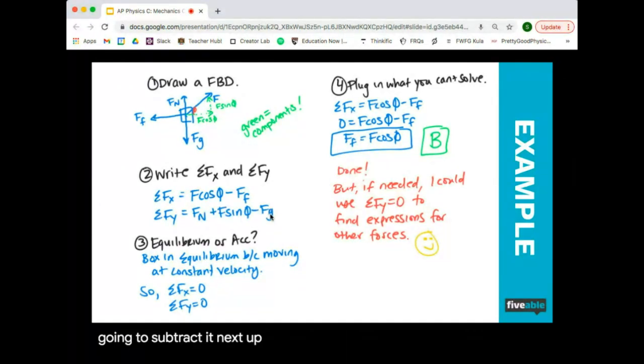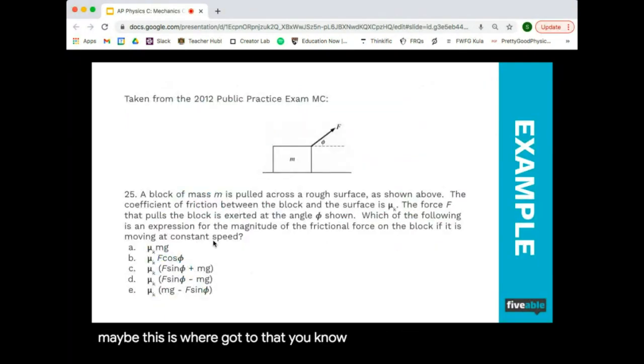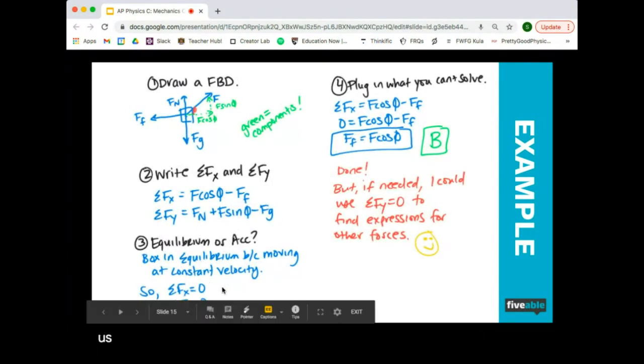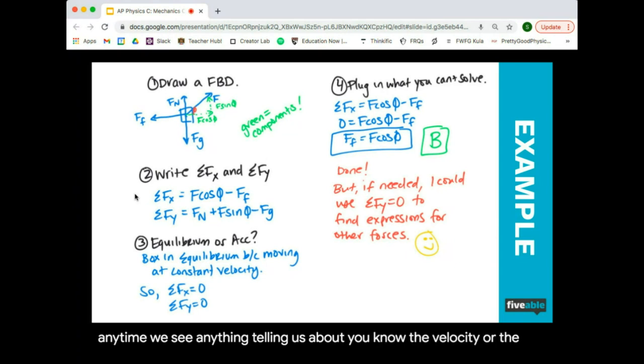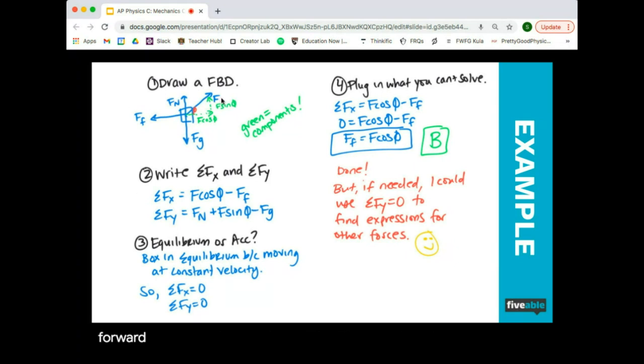Next step, equilibrium, or is it accelerating? So the problem tells us that the block is moving at a constant velocity. So if we got stuck, maybe this is where. This constant speed cues us that we are in equilibrium, which means that the sum of forces in the x direction and the sum of forces in the y direction equals 0. So anytime we see anything telling us about the velocity or the acceleration or anything like that, that's helping us to know what to do at this step to move forward. So we know that we are 0, so we can plug in.